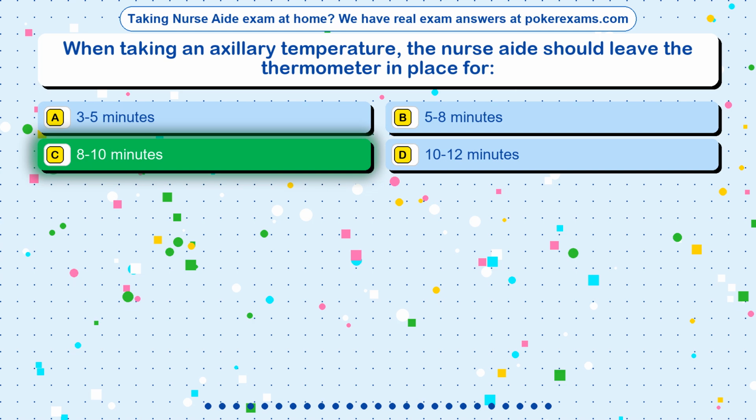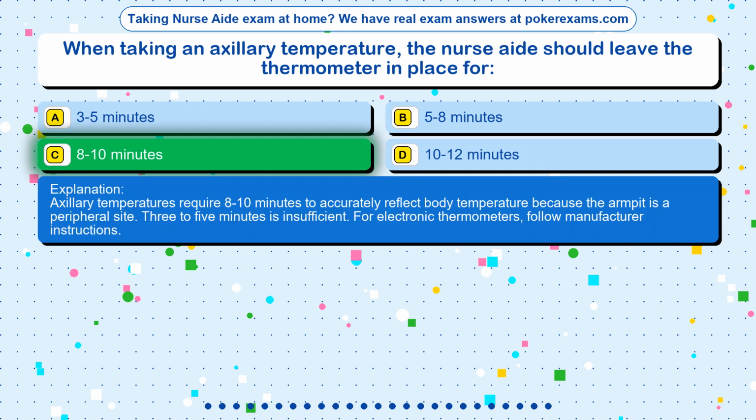The correct answer is option C, 8 to 10 minutes. Axillary temperatures require 8 to 10 minutes to accurately reflect body temperature because the armpit is a peripheral site. 3 to 5 minutes is insufficient. For electronic thermometers, follow manufacturer instructions.